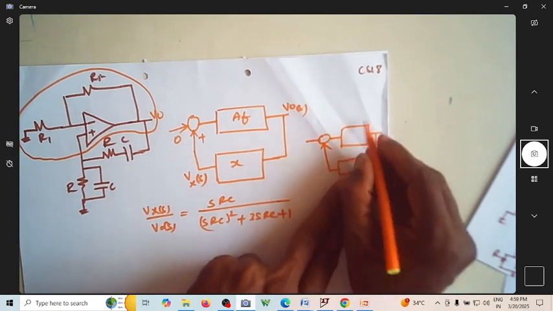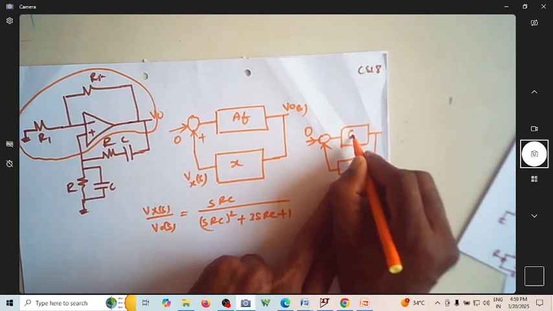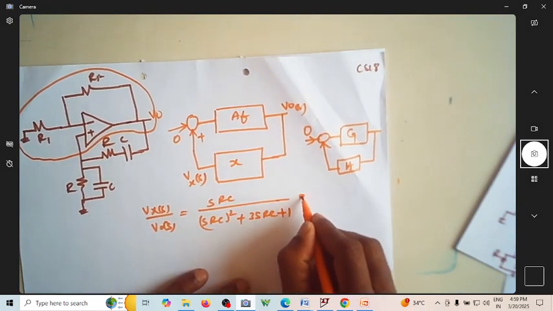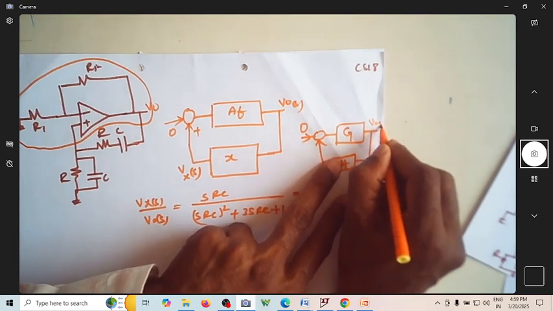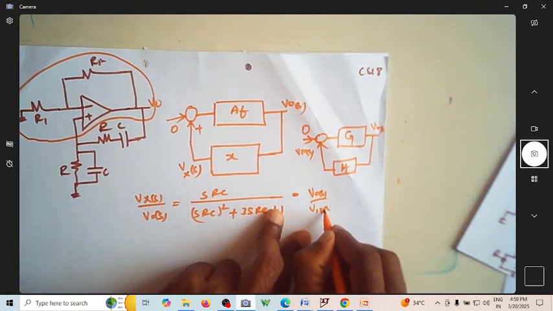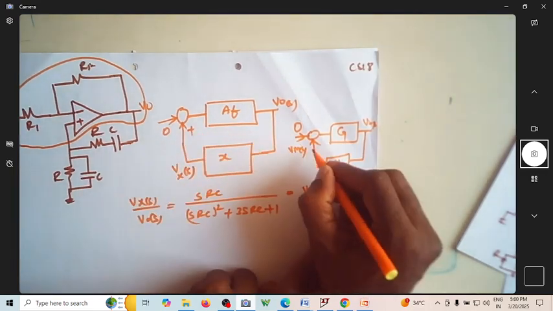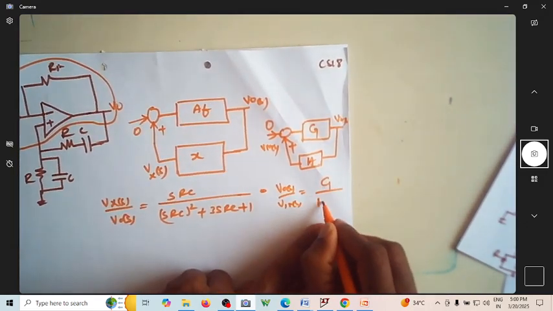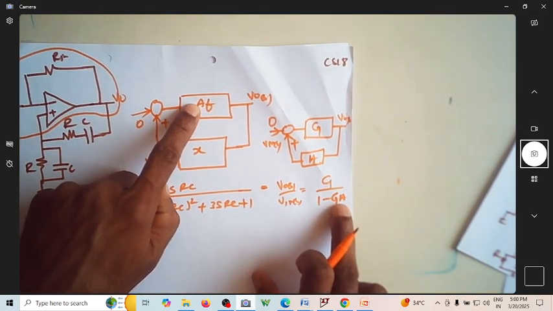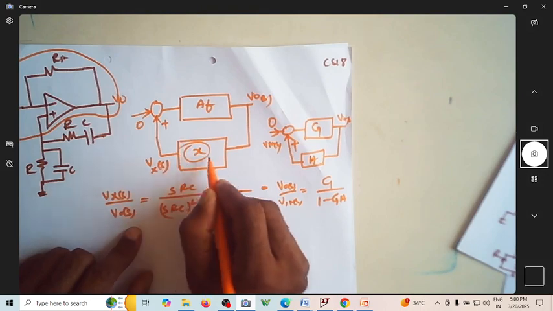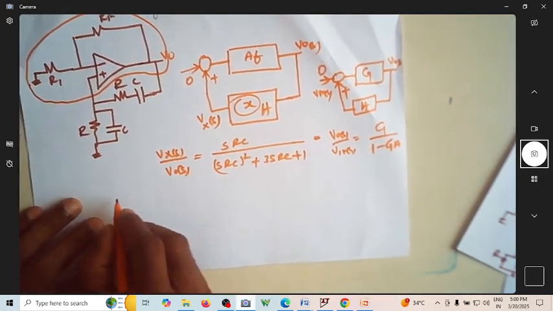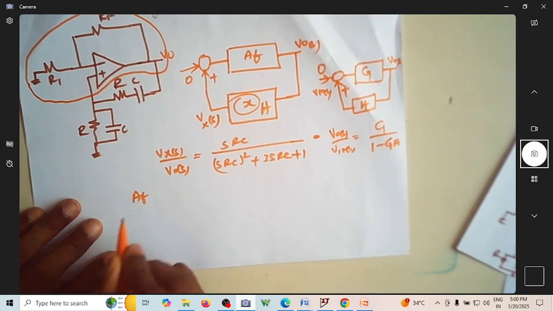You have a block without any input. Correct? So what is this transfer function? Suppose I say this is V0 of S and suppose you say this is Vin of S. So V0 of S by Vin of S, is this not equal to, this is now positive feedback, G by 1 minus G into H. Correct? In place of G, what you have? AF. In place of H, what you have? This is now the entire H. So shall I write what is G? So G is AF, correct?